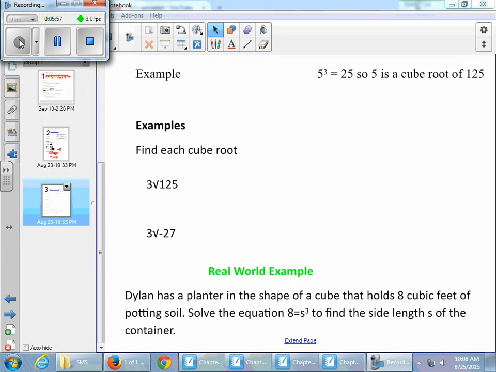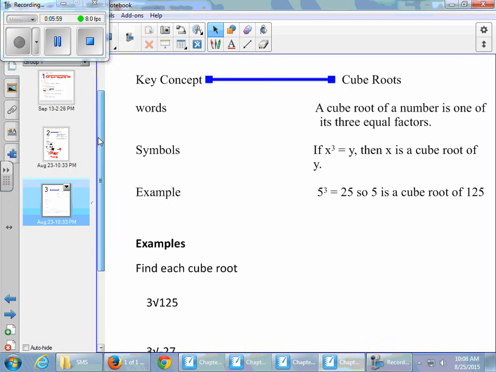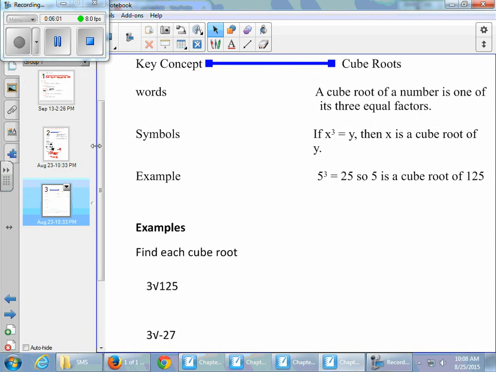Now we're going to get to our last page, and our last key concept is the cube root. A cube root of a number is one of its 3 equal factors. So if x to the 3rd power equals y, then x is a cube root of y. 5 to the 3rd equals 125. So 5 is the cube root of 125.